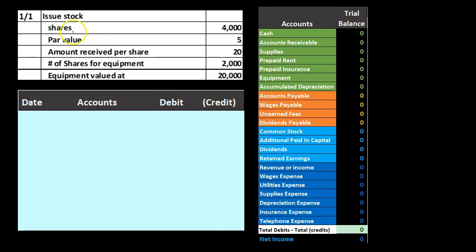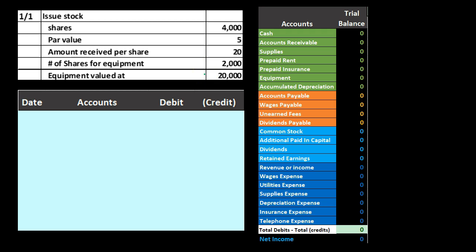Our data is going to be up top. We have the issuance of stock. We have the shares, 4,000. We have the par value, $5. We have the amount received per share, $20. Number of shares for equipment, 2,000, and equipment valued at $20,000.